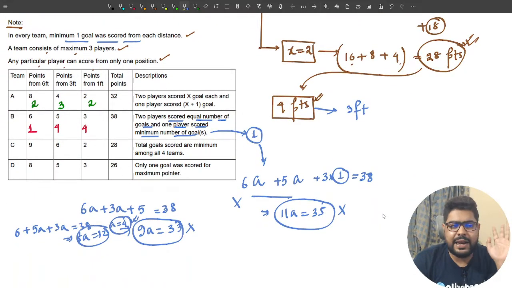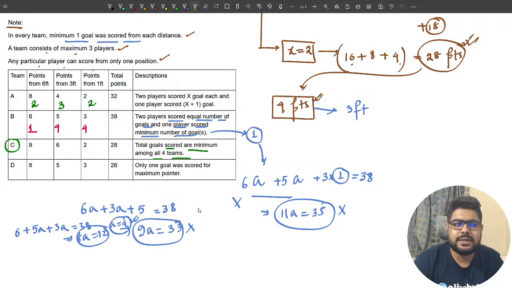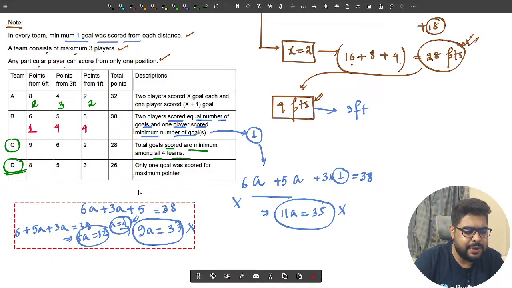This is not very calculative. Right? Okay, let's go to C. Total goals scored are minimum among all 4 teams. Okay, minimum, I don't know, sir, because I have not calculated D. So let's do one thing. Let's calculate D first, then I'll find the minimum. Then I'll have the minimum in front of us, so from there finding C will be easier.